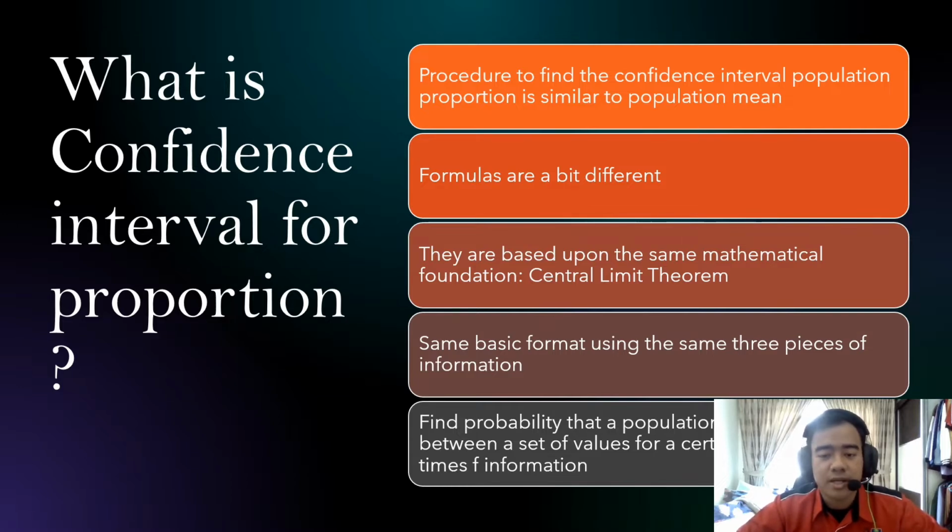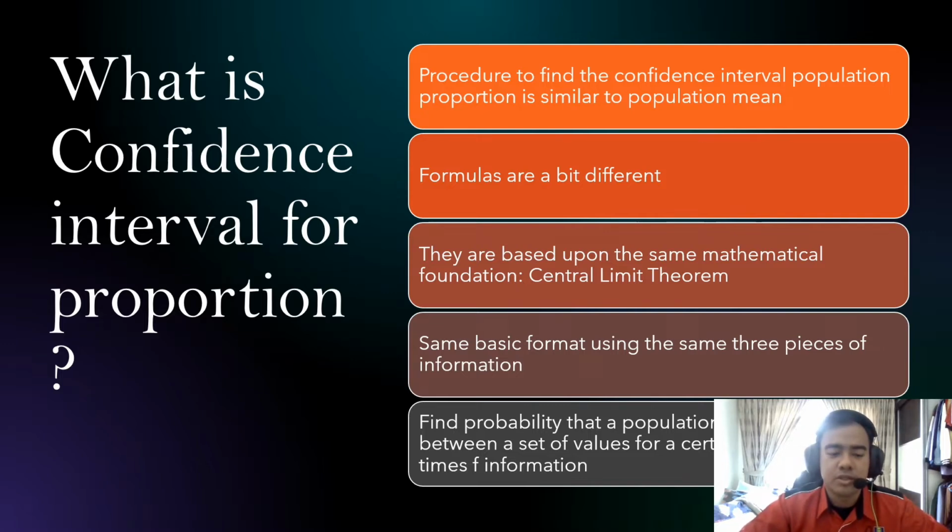While the formulas are different, they are based on the same mathematical foundation given to us by the central limit theorem. Because of this, we will see the same basic format using the same three pieces of information: the sample value of the parameter in question, the standard deviation of the relevant sampling distribution, and the number of standard deviations we need to have the confidence in our estimate that we desire.